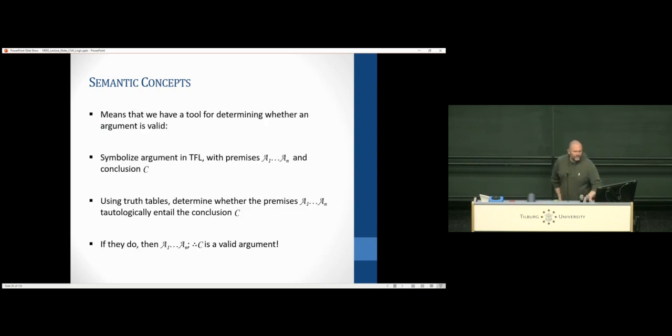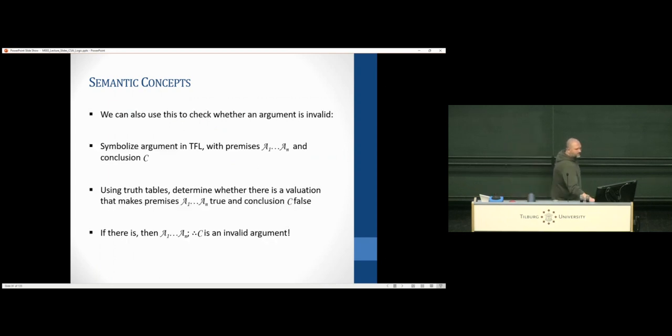So, again, this means we've got a beautiful tool. And we also have a tool for testing for invalidity. If you want to show an argument's invalid, it's real easy. You just give me a valuation, a row on the table, where the premises are true and the conclusion's false. And we can prove it. That's what the table does.